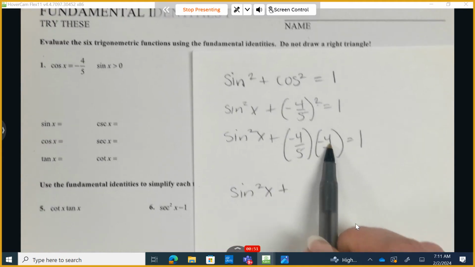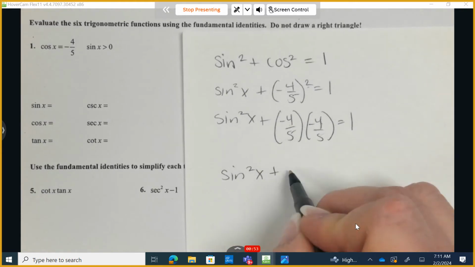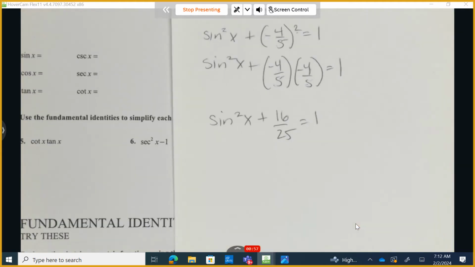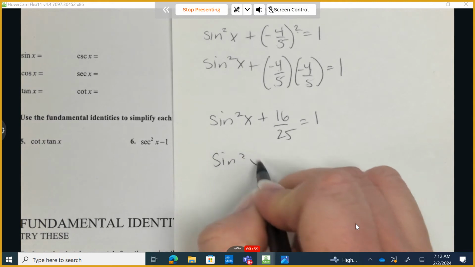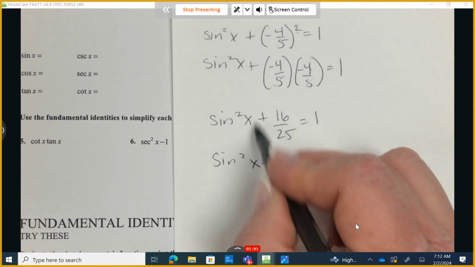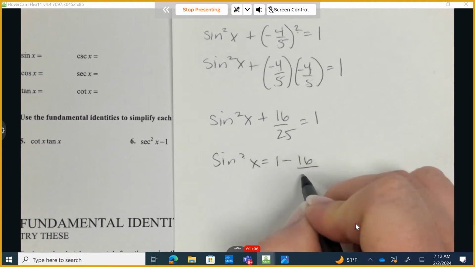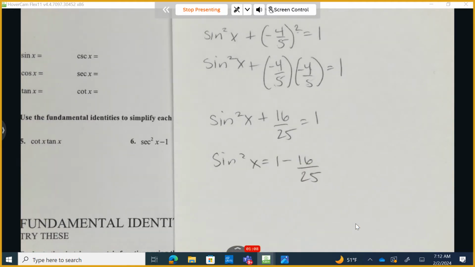A negative times a negative is a positive, and 4 times 4 is 16, 5 times 5 is 25, equals 1. Sine squared x, I want to move this to the opposite side. It's positive. The inverse operation would be to subtract it, so I'm going to subtract 16 over 25.